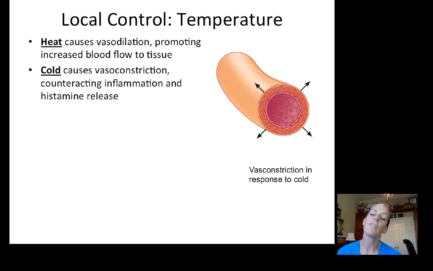Temperature is another thing that changes with high metabolic activity. When you have high metabolic activity, you have high heat. So warm tissues tend to vasodilate. Heat causes vasodilation, promoting increased blood flow to the tissues. What happens when we get cold, right? We get pale and sometimes even turn blue, right? So cold actually causes vasoconstriction. That can help to counteract inflammation and histamine release.